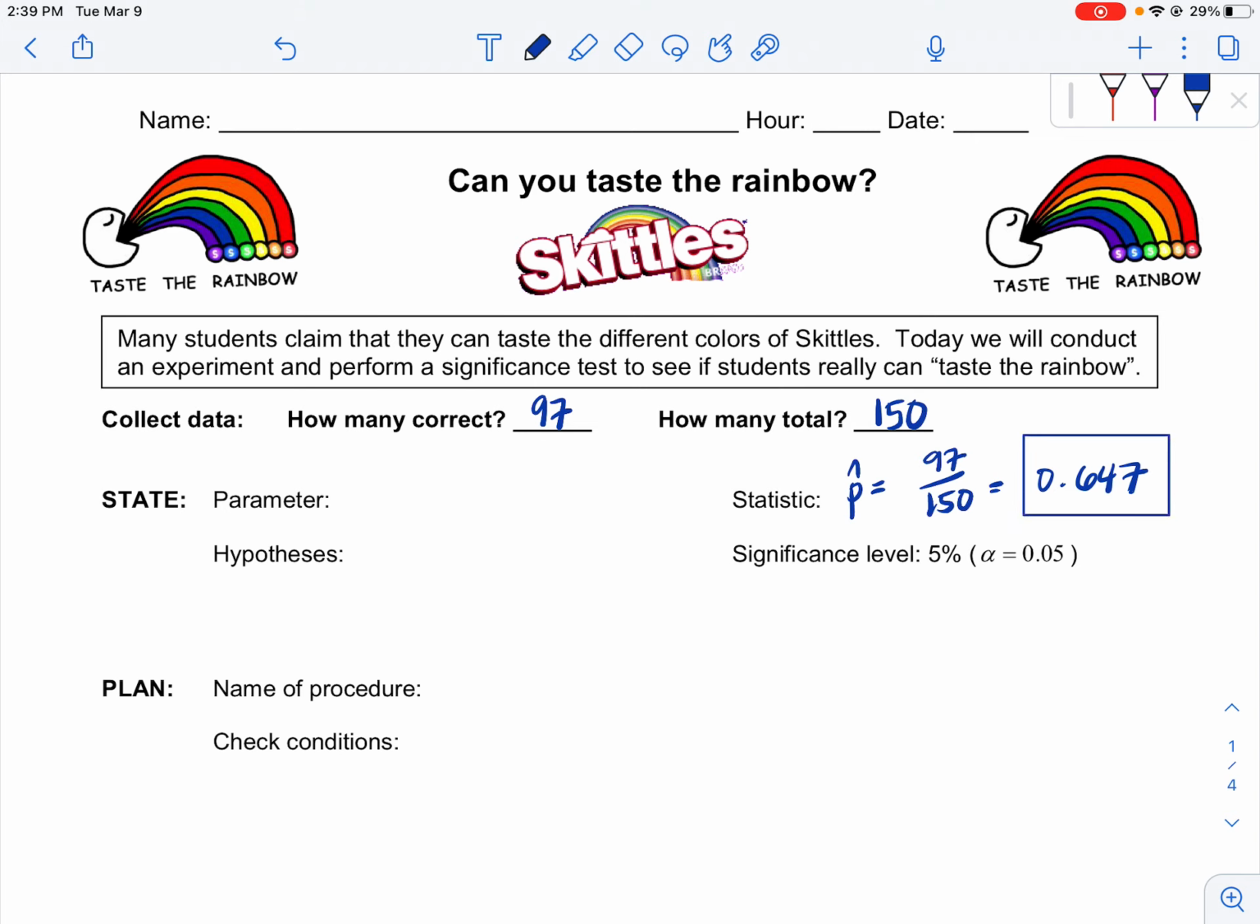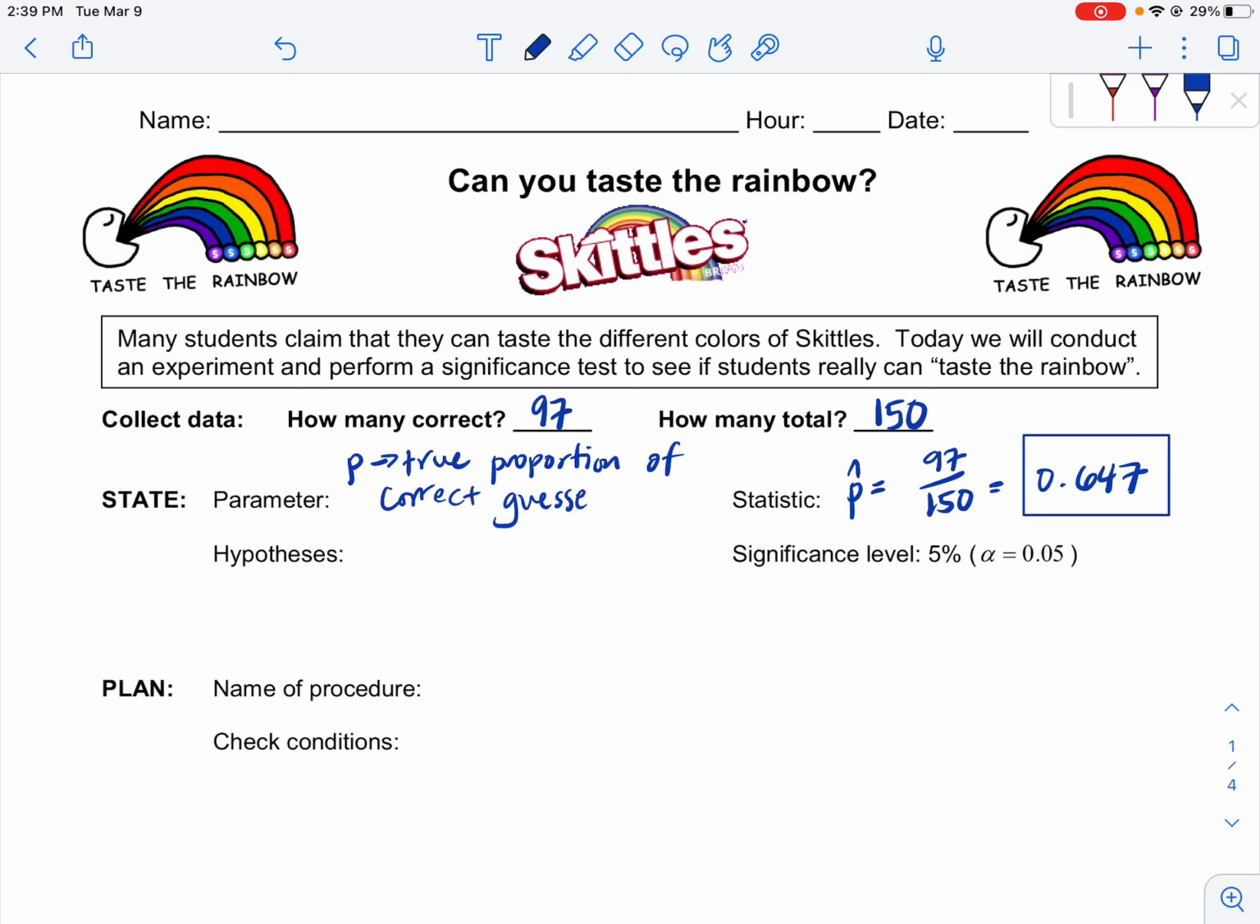Our significance level is 5%. You know how we did it on the confidence interval? We have state, plan, do, and conclude. We're doing the same. We'll start with our parameter. For our parameter, we are going to guess the true proportion. That's our goal, to know the true proportion of correct guesses for all Skittles.